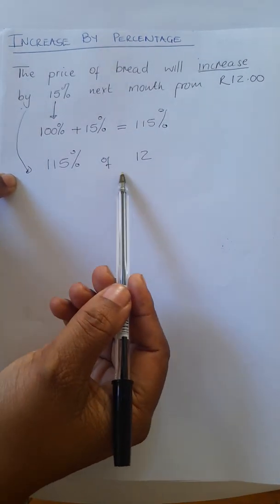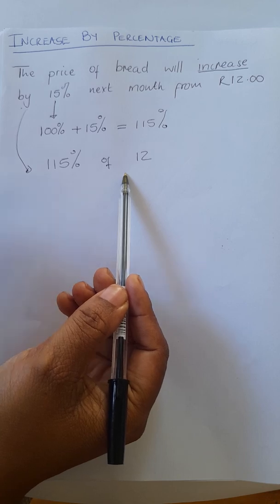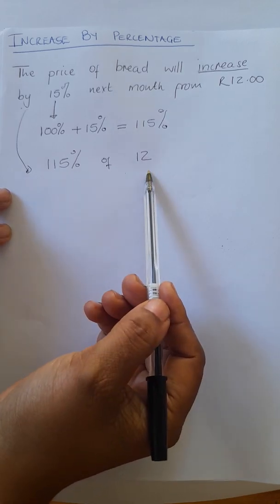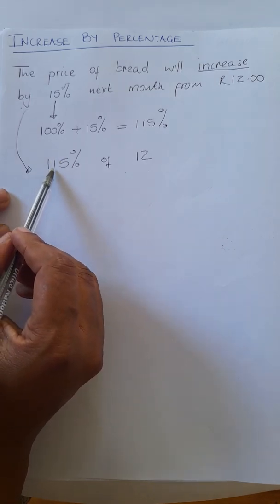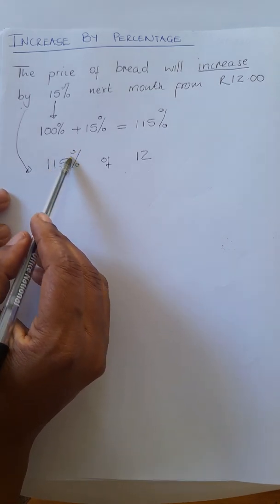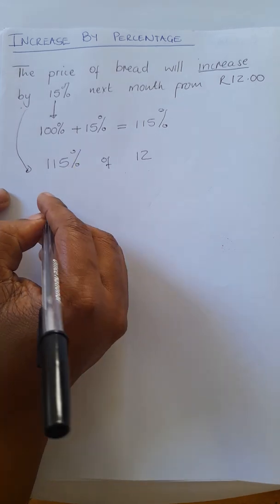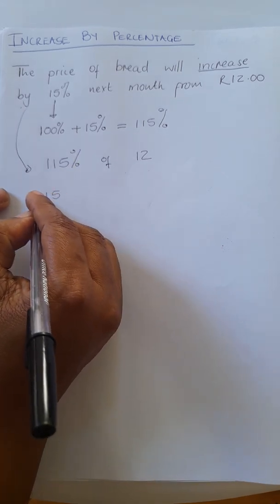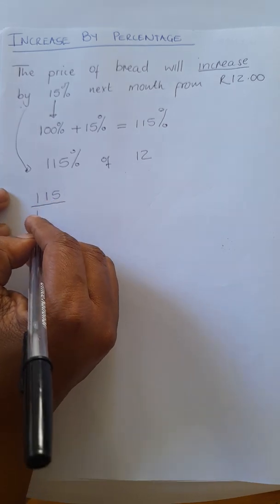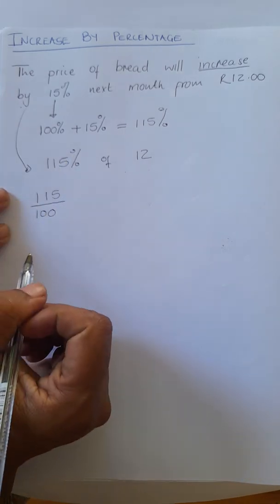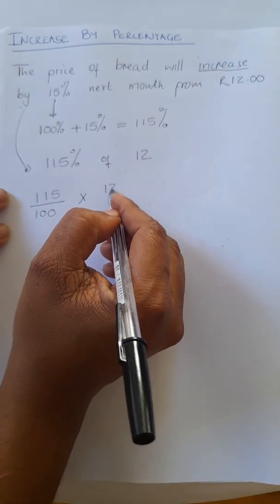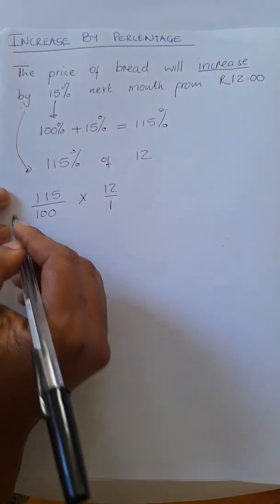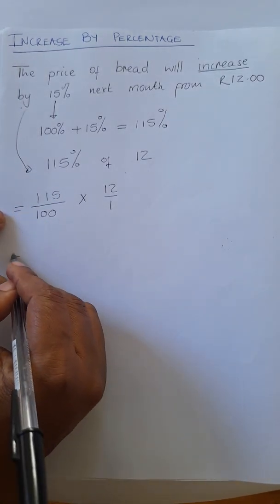Now we go back to lesson number 2. We're going to solve it using what we have learned in lesson number 2. We know that percent stands for divide by 100. So we're going to have 115 divided by 100, which is the same as 115%, and we multiply that by 12 over 1. Now we know what to do.